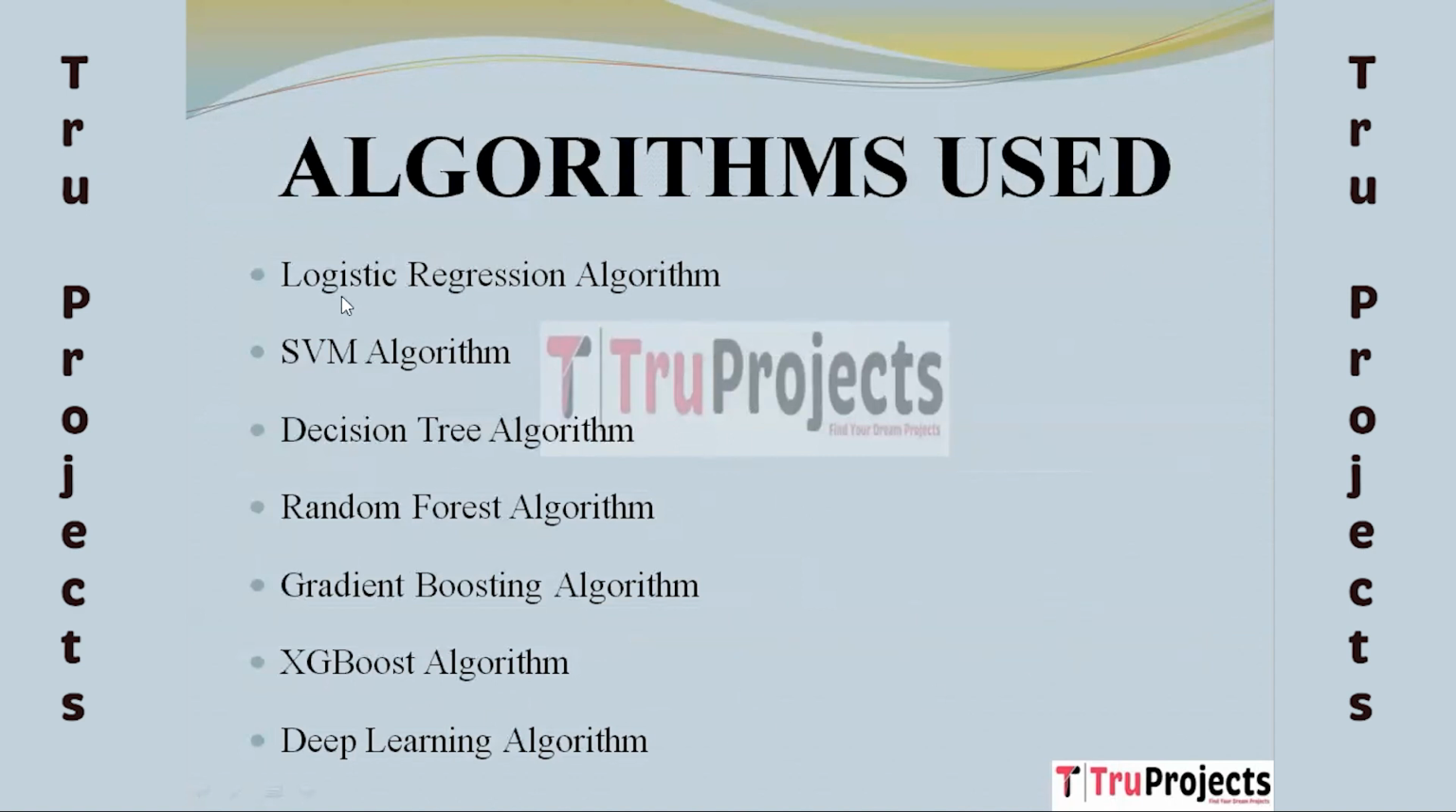The first algorithm is logistic regression algorithm. It is a linear classification model baseline for port classification due to simplicity and interpretability. The second algorithm used is support vector machine algorithm. It is effective for binary classification. It separates data points using hyperplanes, useful for distinguishing active and inactive ports.